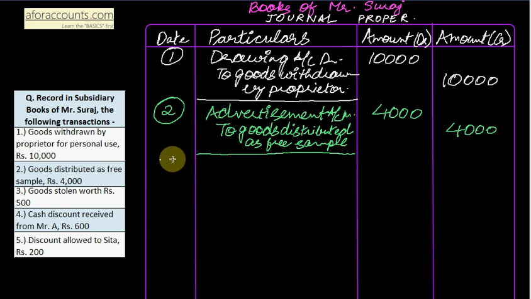Next, point number 3. Goods stolen worth rupees 500, that is, lost by theft. Same as above, we can't put them in purchase book, sales book, purchase return, sales return or cash book. So such transactions will come in your journal proper. Goods stolen means lost by theft. So lost by theft account debit.